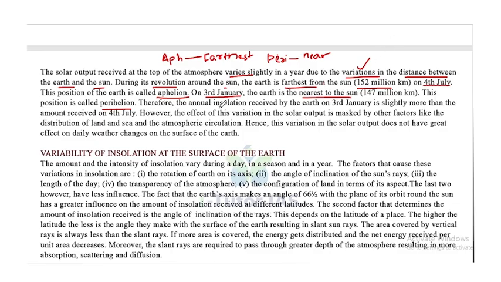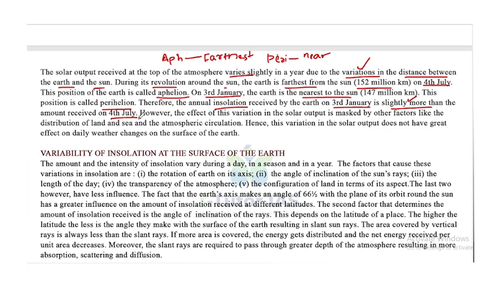Therefore, the annual insolation received by the Earth on 3rd January is slightly more than the amount received on 4th July. Because on 3rd January, the Earth is in the position of perihelion, that is, it is near to the Sun. So that is why the insolation is high.